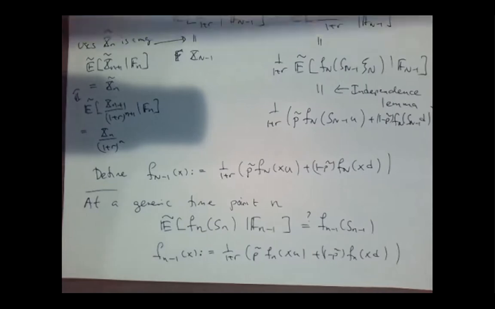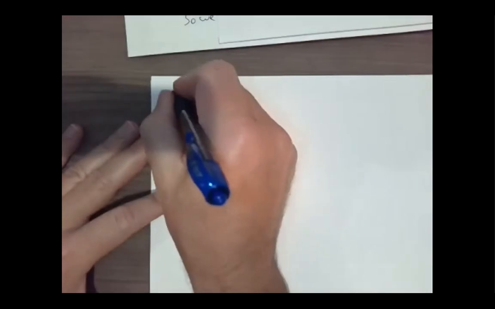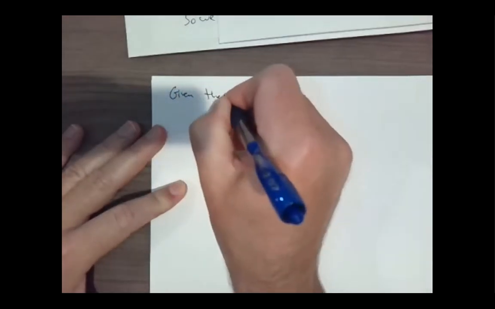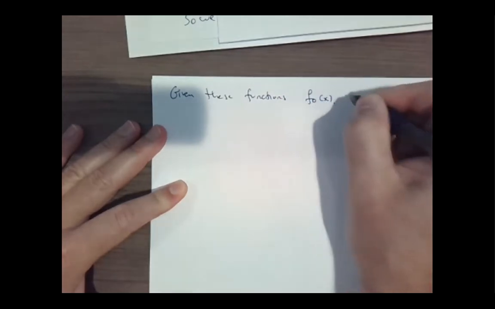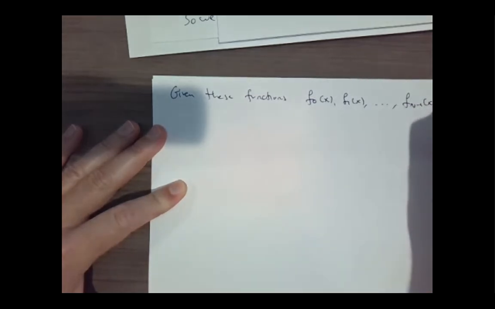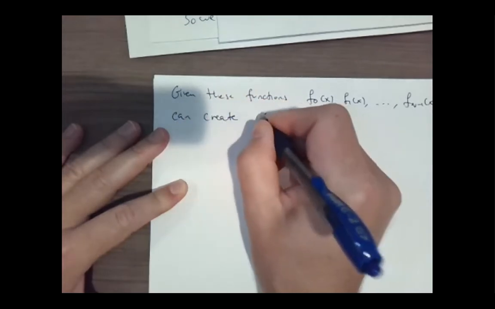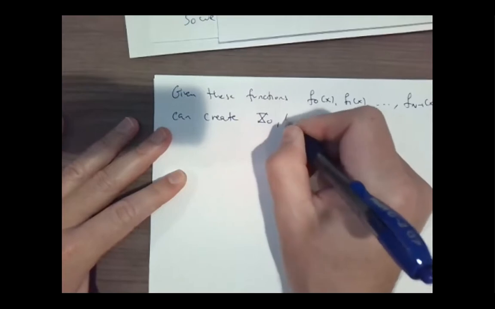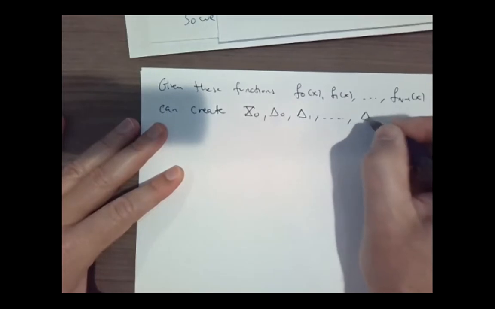And of course, the goal is to go all the way back to f0. Okay, so now what we have is, given these functions f0 of x, f1 of x, all the way up to fn minus 1 of x, we can create the initial wealth, the initial stock holdings, the stock holdings at time 1, all the way up to time n minus 1.